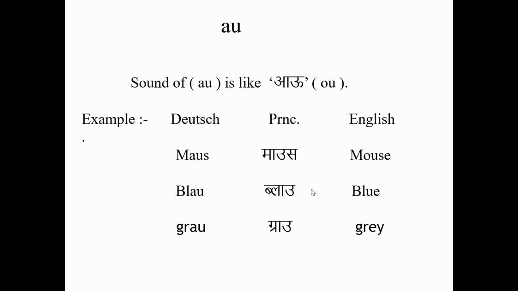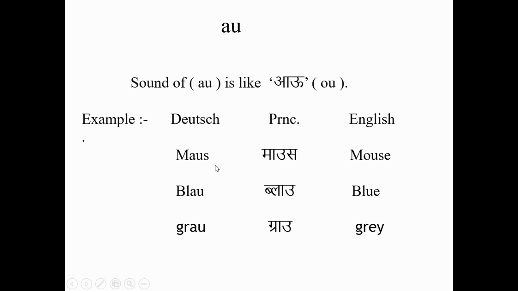Moving to the next slide. So this is the combination of vowels. First is au. The sound of au is like "ow". First is Maus. Maus means mouse. Next is blau. Blau means blue. Next is grau. Grau means gray. So the sound of au is like "ow".